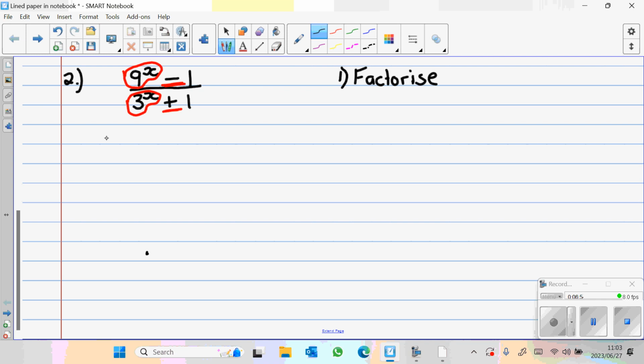I'm going to say 9 is 3 to the power of 2, x minus 1, and 3 to the power x plus 1. Now in this case, because the 1 is 2 and there's a minus and there's one other term which is 1 times 1, it is a difference in squares.